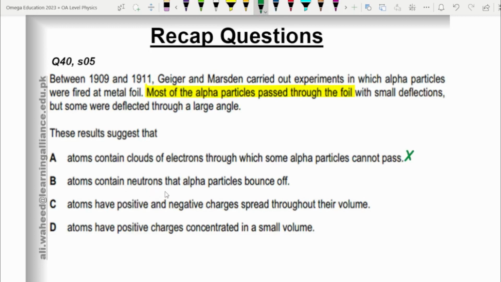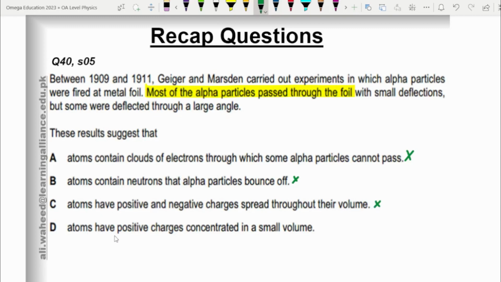Atom contains neutron that the alpha particles bounce off. Okay, but once again, how does this give us the information about the highlighted part? It does not. Atom contains positive and negative charges spread throughout their volume. Then they should be having plenty of deflections, not just a few. Not some deflected through large angles, or small deflections. Then there would be plenty of deflections. So this is not consistent with the statement given in the question.